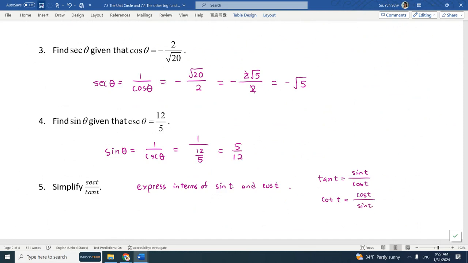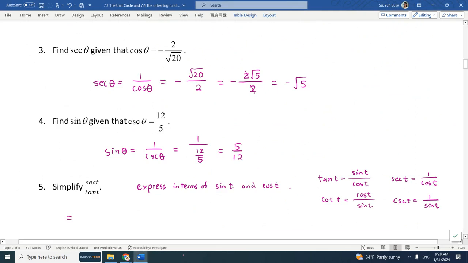Cosine over sine. What is secant in terms of sine and cosine? 1 over cosine. What's cosecant in terms of sine and cosine? 1 over sine. Exactly. See, all the trig functions can be expressed in terms of sine or cosine. So if the problem asks you to simplify, express them in terms of sine and cosine.